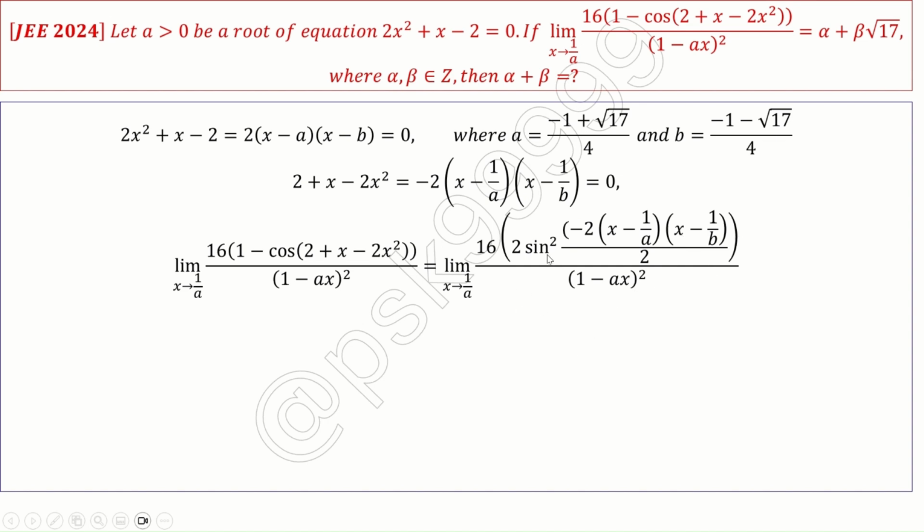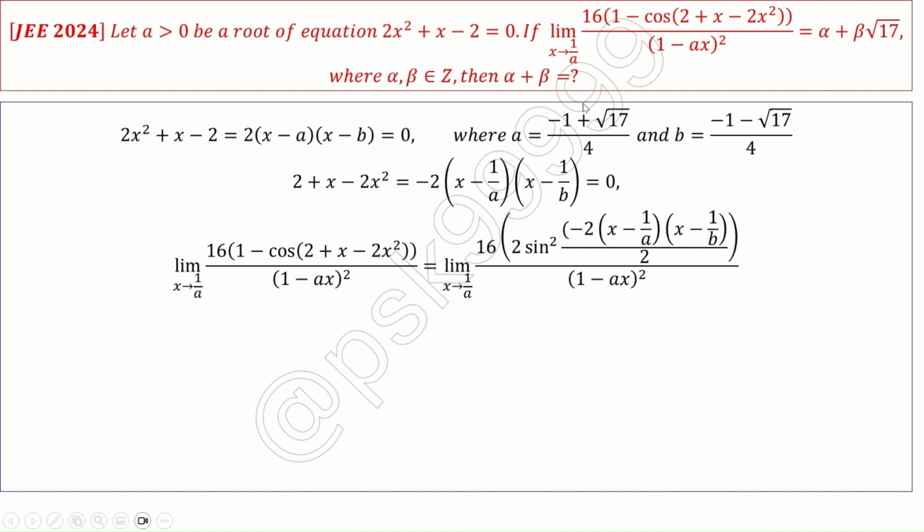ax whole square. Okay. Now I know that sine square theta by theta square in limits is 1, limit theta tends to 0. Correct? Sine theta by theta is 1. So I should get x minus 1 by a and x minus 1 by b here in the denominator, squared, because this is a sine square. Correct? How can I do this? 1 I have already. If I take a square common, this will become 1 minus ax whole square, which is nothing but x minus 1 by a only.